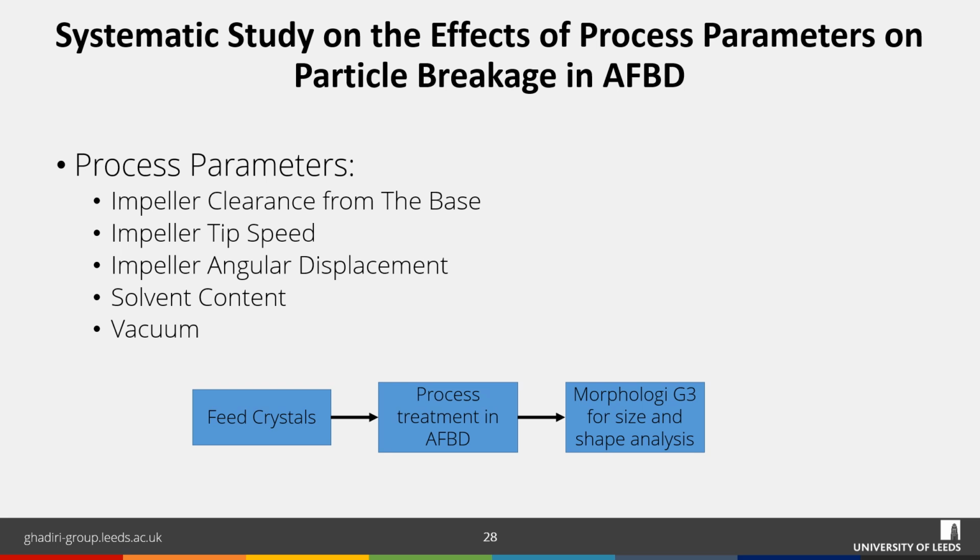The process parameters that we studied here include the impeller clearance from the base, impeller tip speed, impeller angular displacement, solvent content, and the use of vacuum. The procedure is quite straightforward. We first subject the feed crystals to different process treatments. We then collect the products and measure the size distributions and shape distributions.